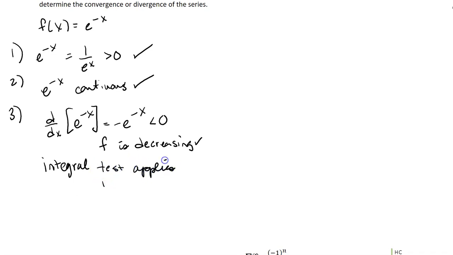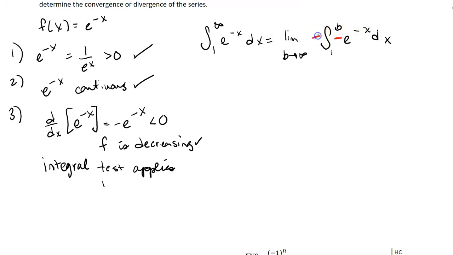So now I'm going to do it. I'm going to take the integral from 1 to infinity of e to the negative x dx, which will be the limit as b approaches infinity of the integral from 1 to b of e to the negative x dx. To integrate this, my u would be negative x, so I need a negative here and here.